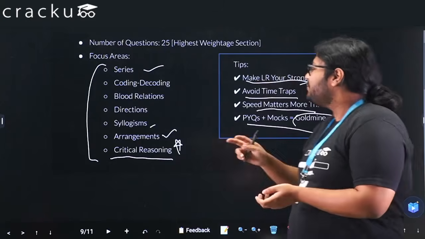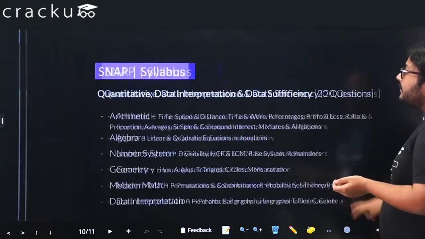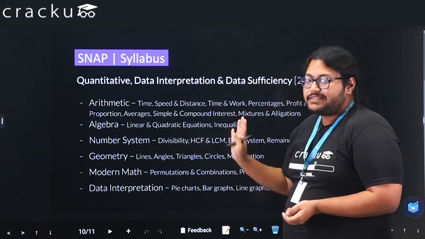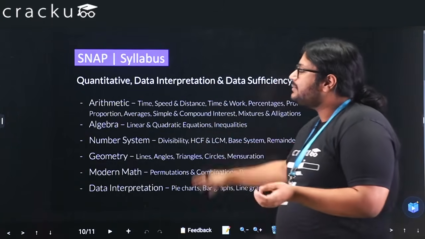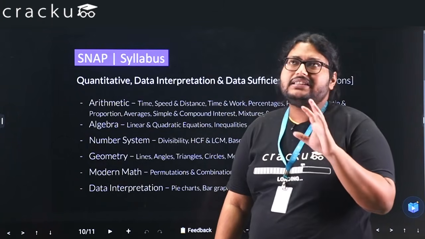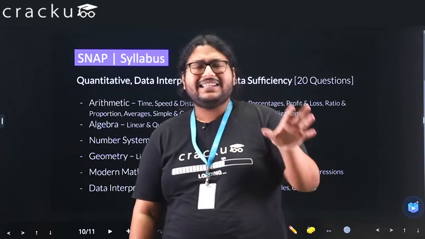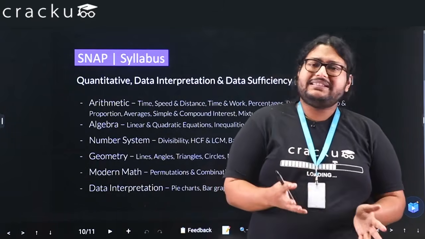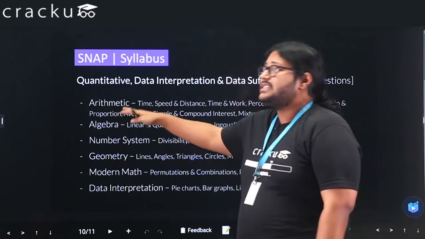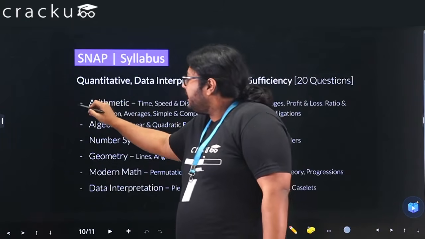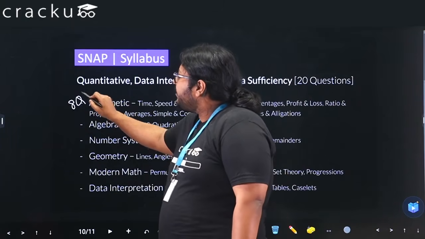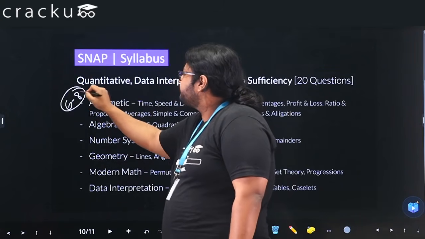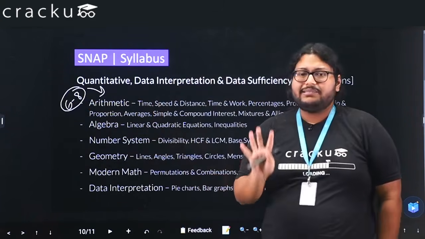Okay guys, moving on, we talk about the third section, which is QADIDS. In this section, the syllabus is pretty boilerplate. It's the kind of syllabus you will see in any competitive exam, any aptitude test. We have arithmetic, which is the biggest section. Across papers, around 6 to 8 questions come from arithmetic. So this actually becomes the important section.